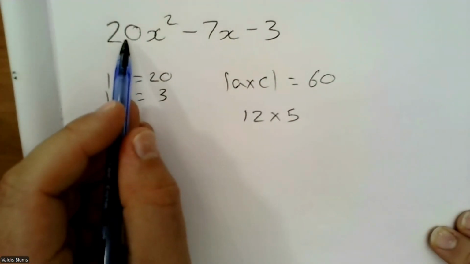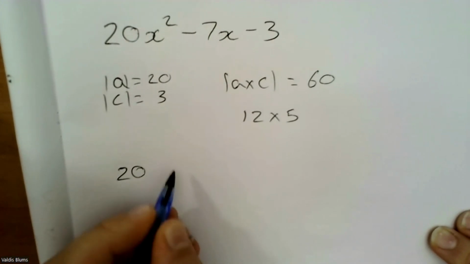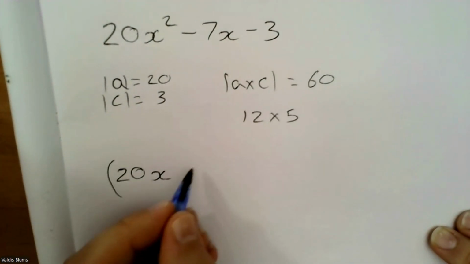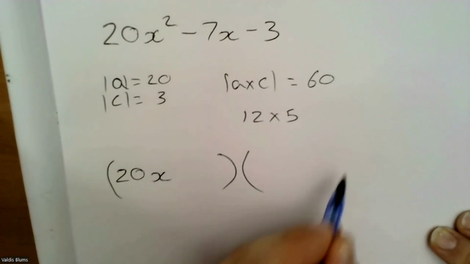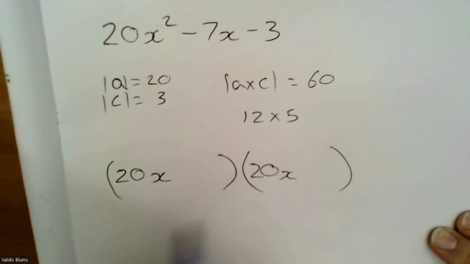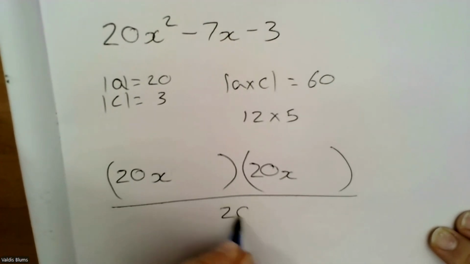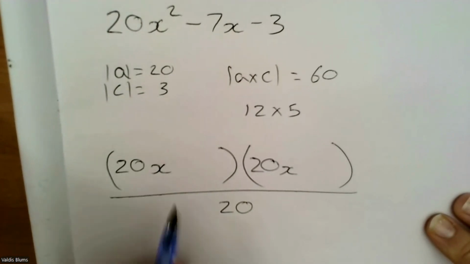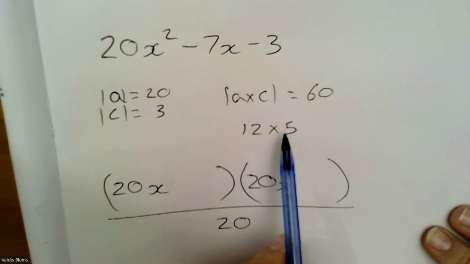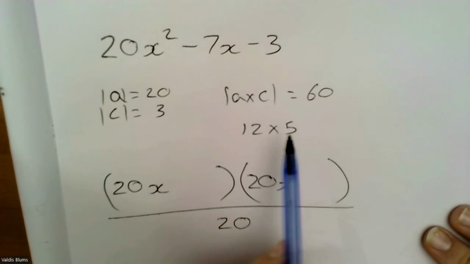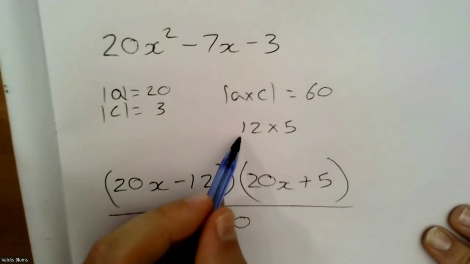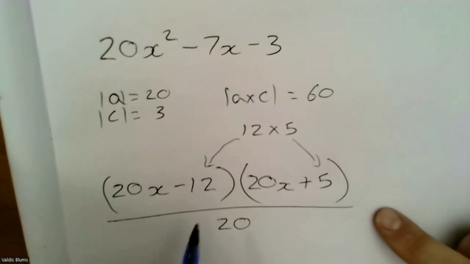Now, with this Australian method, you would write it as 20x, so the coefficient in front of our first term. So we're writing effectively two sets of brackets. Each set of brackets will start out with 20x at the start, and we're putting the whole thing over that same coefficient of 20. Now we have our factors of 12 and 5. So negative 12 plus 5 will add to 7. So we go negative 12 plus 5. So our factors are getting added into these brackets.